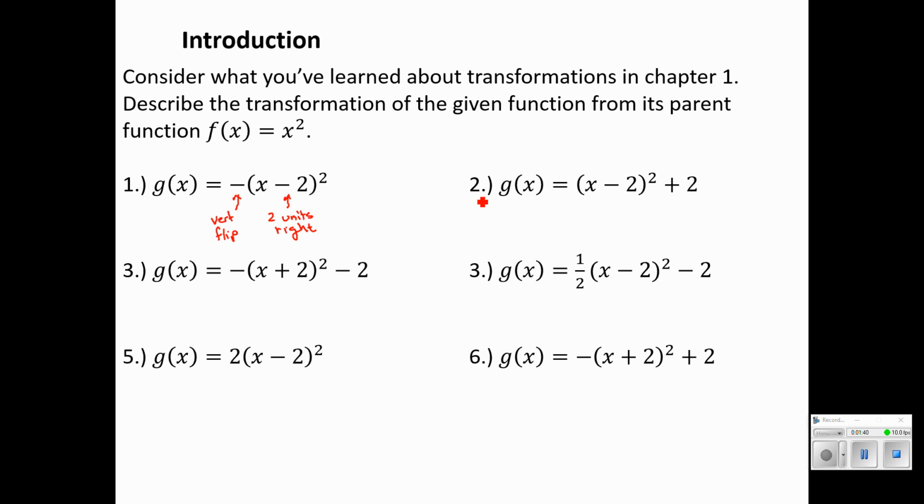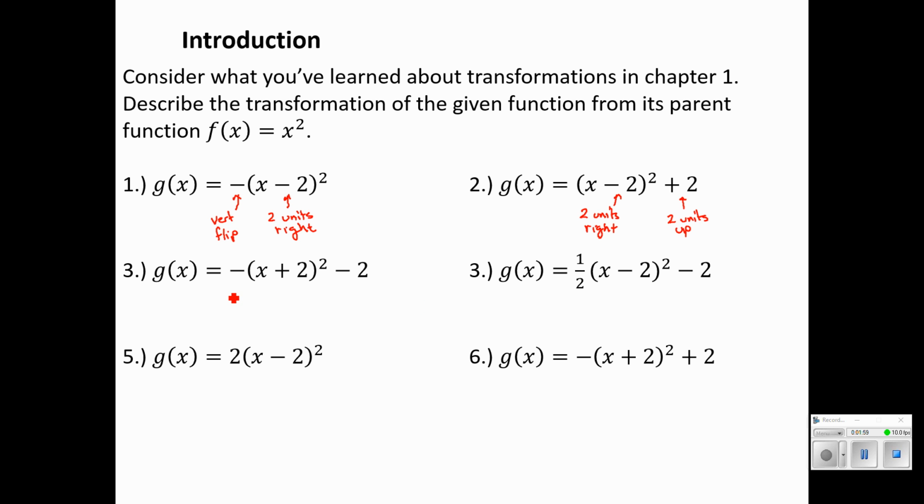For problem number 2, here we've got a negative 2 inside yet again. So again, that's 2 units right. And then we've got a plus 2. That's affecting the entire function, not just the input. So that is 2 units up, adding 2 to the height.